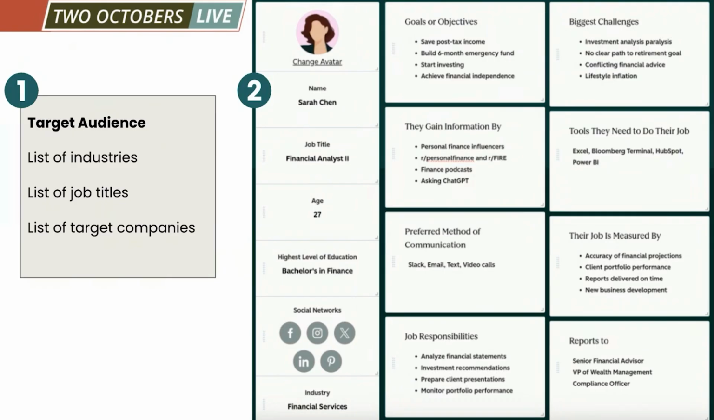This is really a representation of an audience by making it one prototype of a person, and we give that person a name. Her name is Sarah, and she's 27, and she's got a bachelor's in finance.